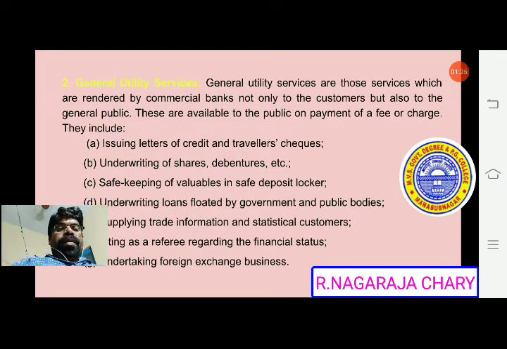Especially, banks provide customers locker facilities and travelers checks, and also issue shares and debentures and collect dividends and interest. So the bank performs as a mediator to the customers and provides lockers. So these are the general utility services.